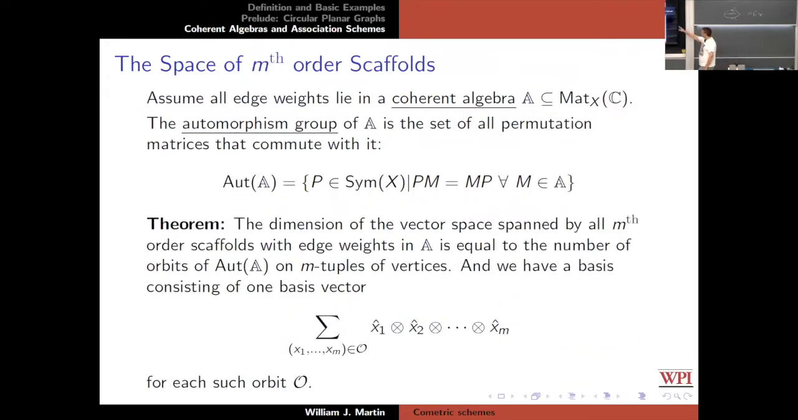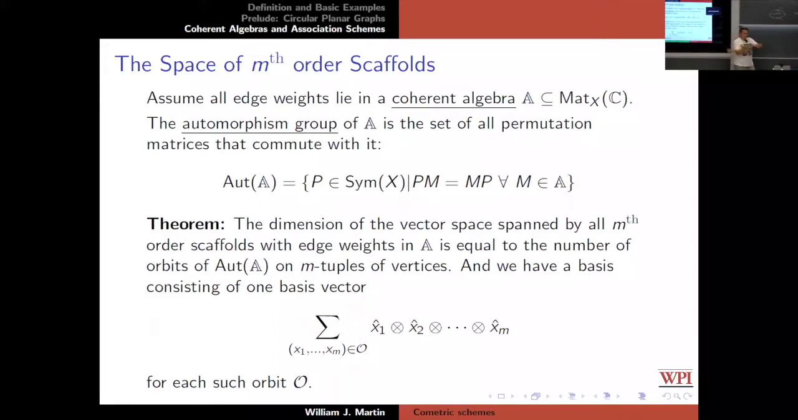So if I have all the edge weights in the coherent algebra, so our definition of the automorphism group of the coherent algebra, Crystal gave this already, and she called it a cellular algebra. It's the group of all permutation matrices that commute with every element of the algebra. So the dimension of the vector space of all scaffolds with m roots is exactly the number of orbits of the automorphism group on ordered m-tuples of vertices. Okay, so that dimension is exactly the number of orbits, and you have a basis consisting of basis vectors of this form where you just sum these simple tensors over the orbit.